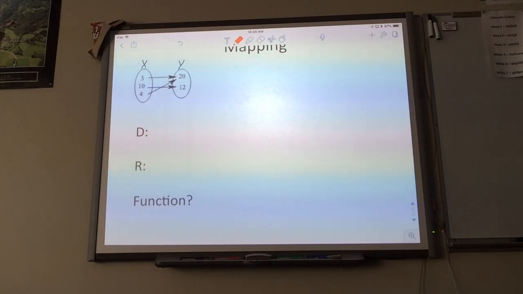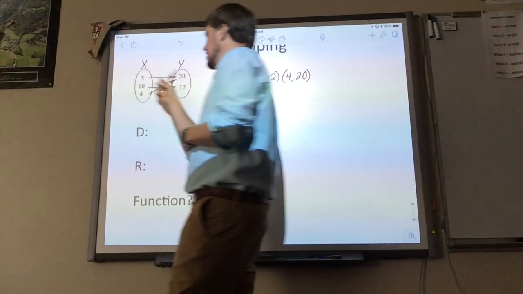Okay? So if I want to write those down, 3 is connected to 20. 10 is connected to 12. And 4 is connected to 20. So you can do it that way, if you want, or you can just learn to read it from the mapping itself.